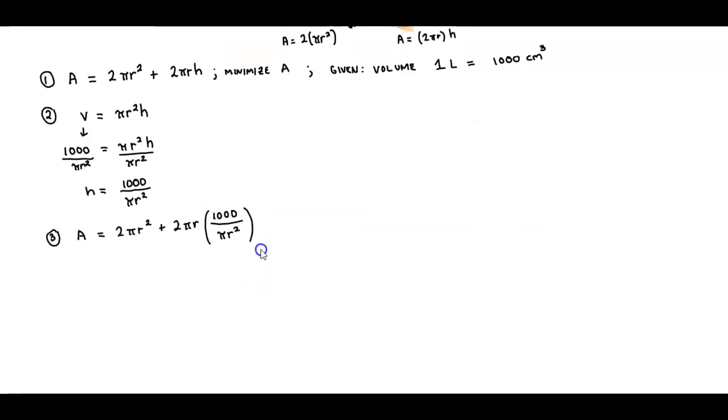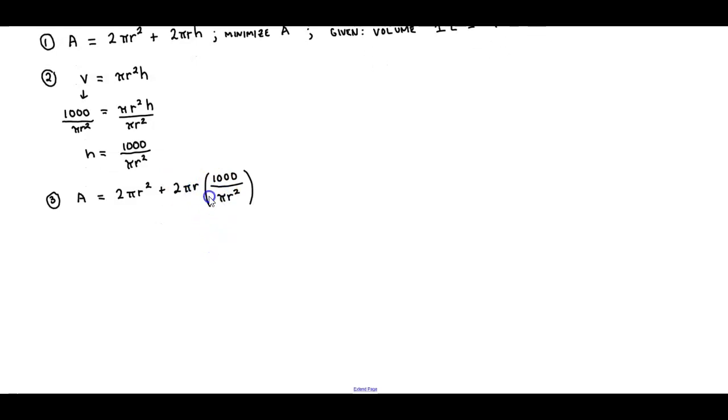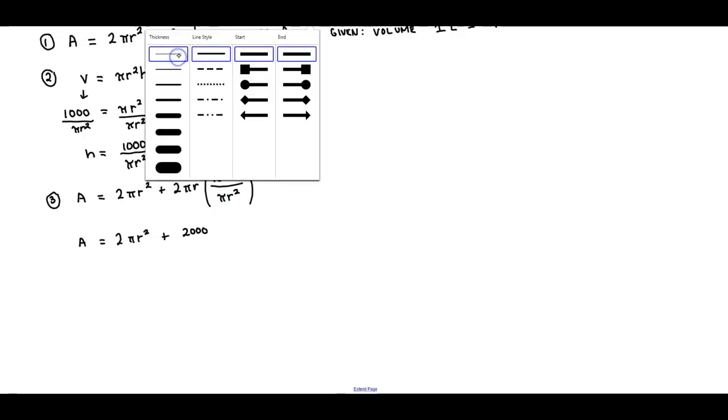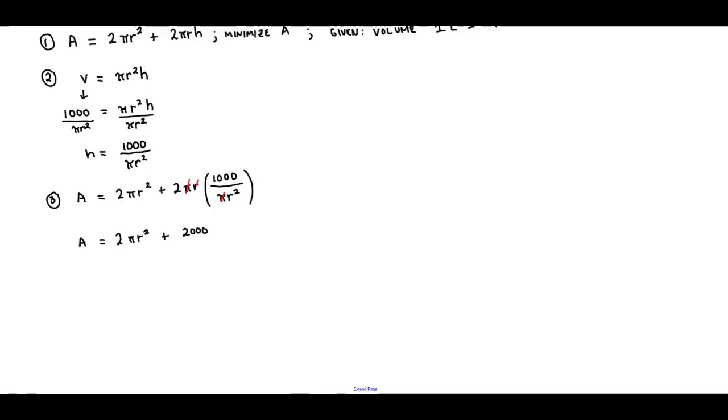Now when we multiply this out, we can simplify the pi and the r. So therefore, we're going to get 2 pi r squared plus 2 times 1000, which is 2000. We can simplify the pi, and we're going to have an r left in the denominator. So therefore, it's going to be 2000 over r. And what this tells us is that r has to be greater than 0.